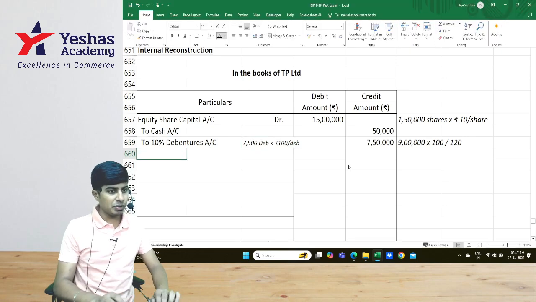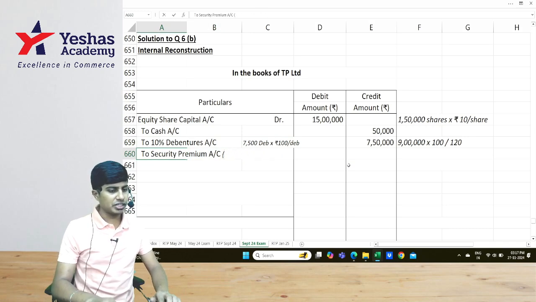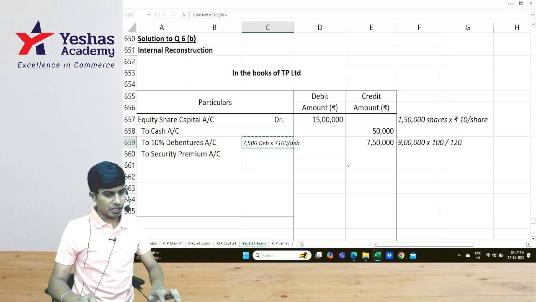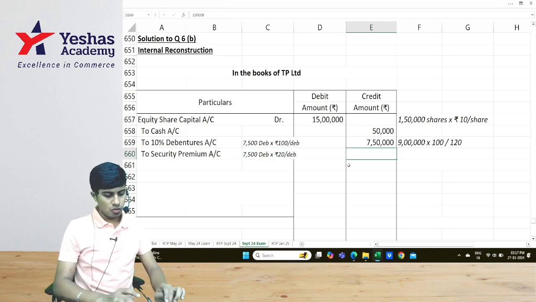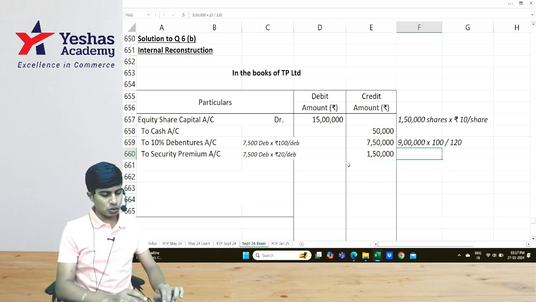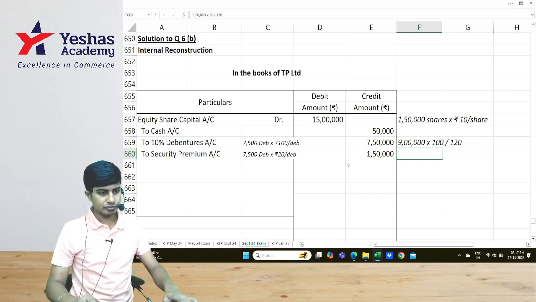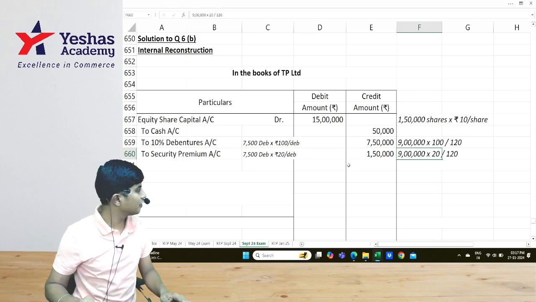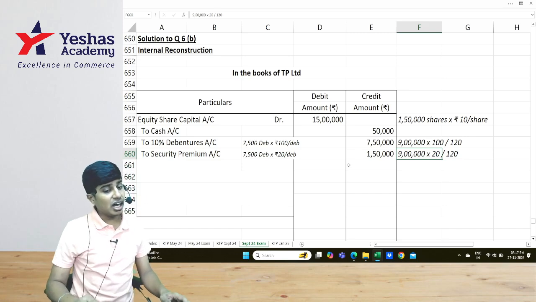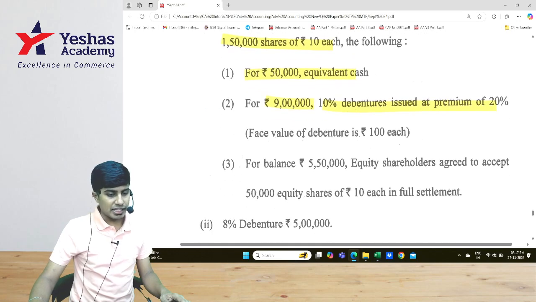And there is securities premium on this, to the extent of 7,500 debentures into rupees 20 per debenture. So 7,500 into 20 is 1,50,000. This put together will come to 9 lakh. That is, 9 lakh into 20 by 120. Everyone got this? No, there is still more. For the balance, 5,50,000 is the amount we are giving them.